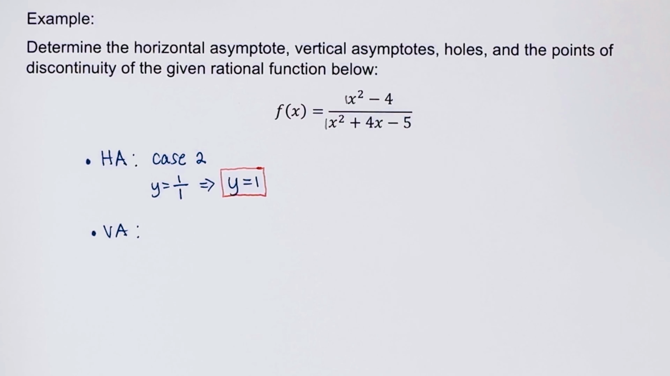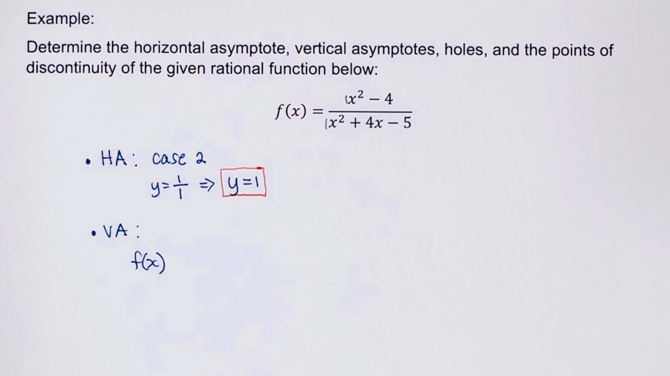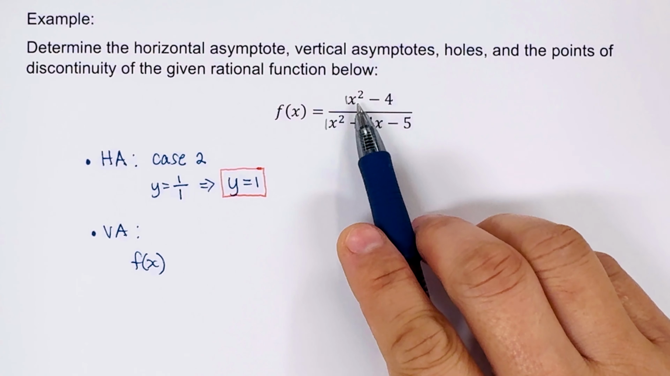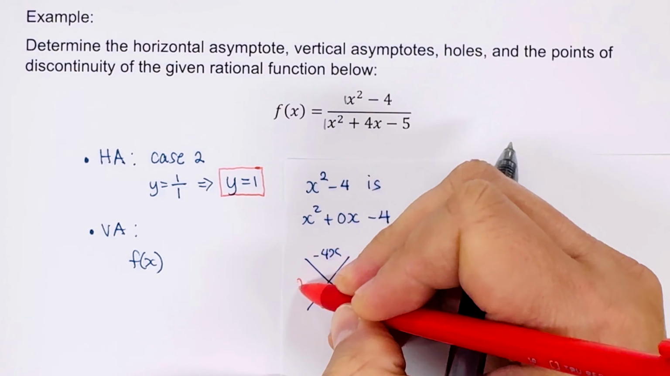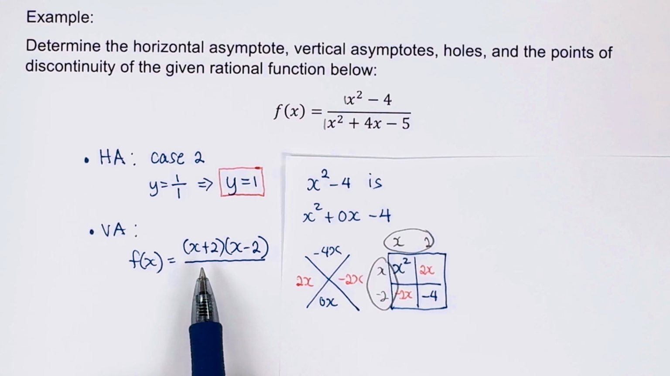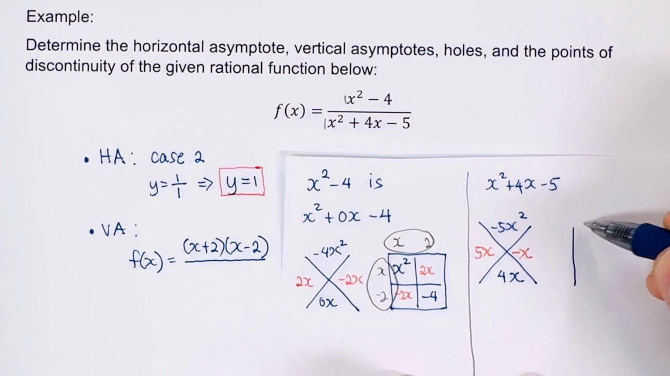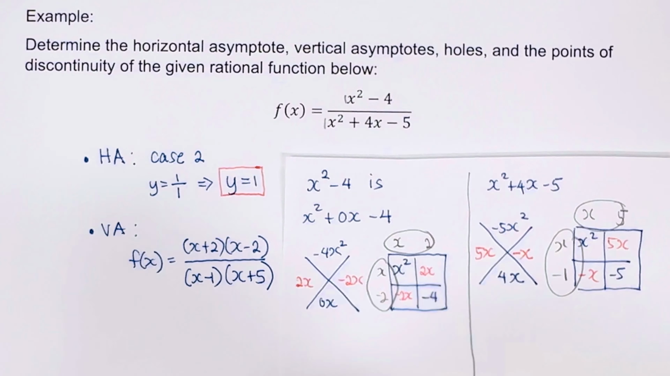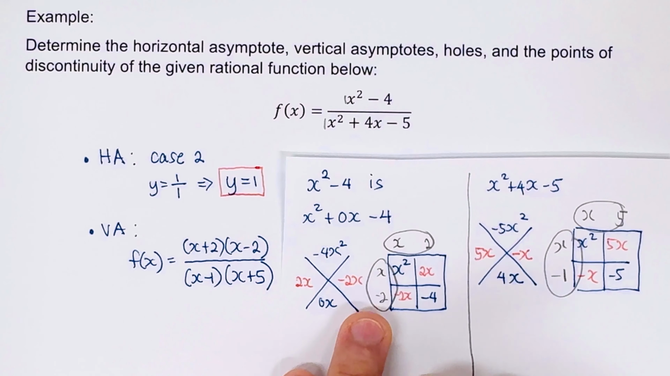Now let's find the vertical asymptote for this function. To determine the vertical asymptote, we are supposed to simplify this given function by canceling any common terms. To do this, I'm going to use the box and diamond to factor x squared minus 4. So the numerator can be written as x plus 2, x minus 2. Now I'm going to factor x squared plus 4x minus 5. So I've factored x squared plus 4x minus 5 using the box and diamond. This is the factored form.